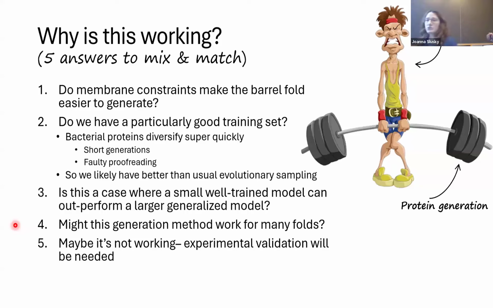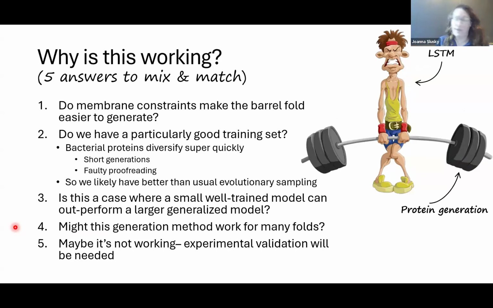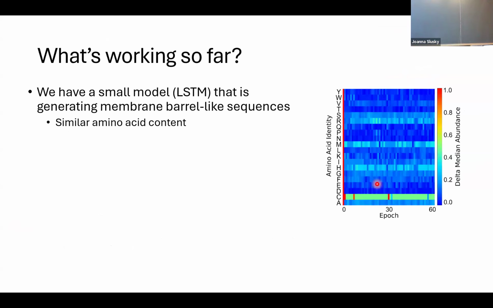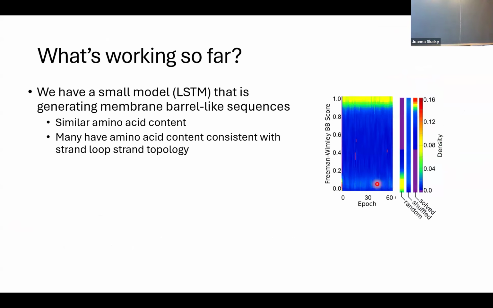Okay, so just to sum up, and this is my last slide, so the fact that it's going badly isn't the worst thing in the world. But what's working so far? We have a small model, this LSTM. I said it's a thousandth the size of other models. It is generating membrane barrel-like sequences, and it has similar amino acid content.